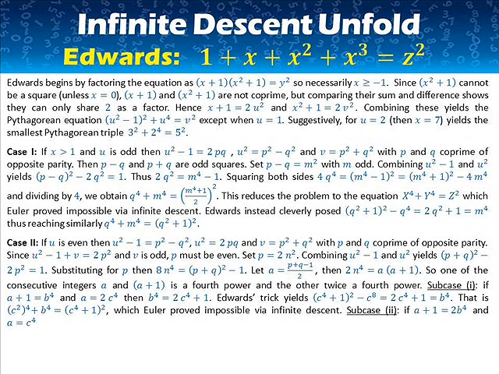Subcase 2. If a + 1 equals 2b^4 and a equals c^4, then 2b^4 equals c^4 + 1.